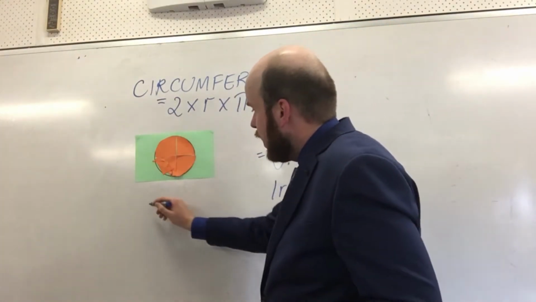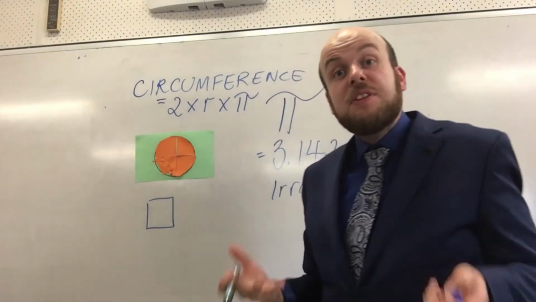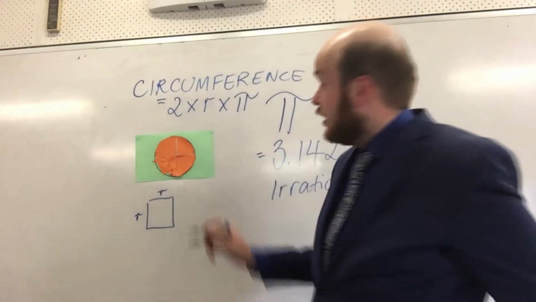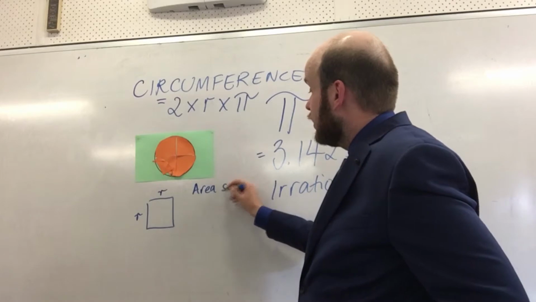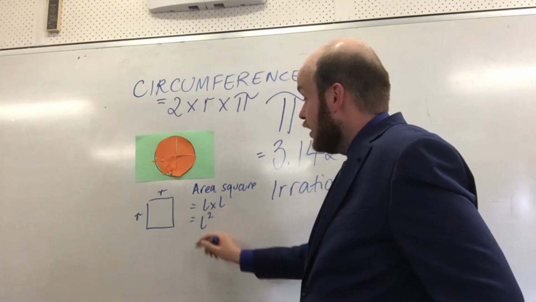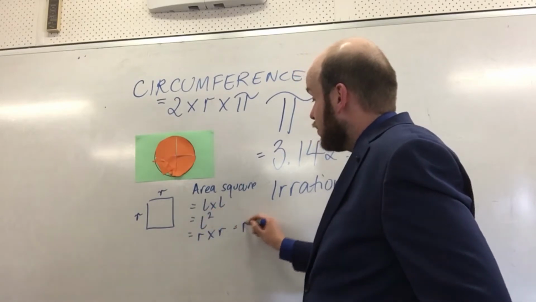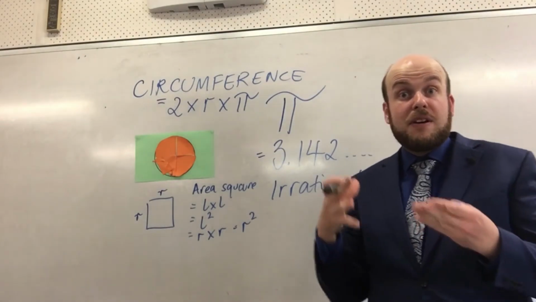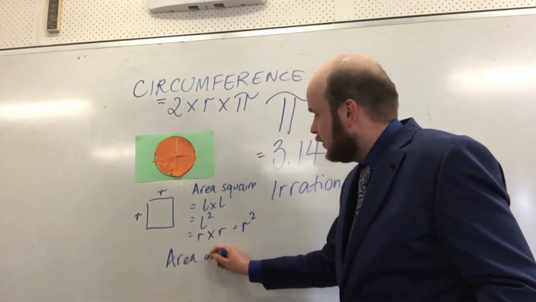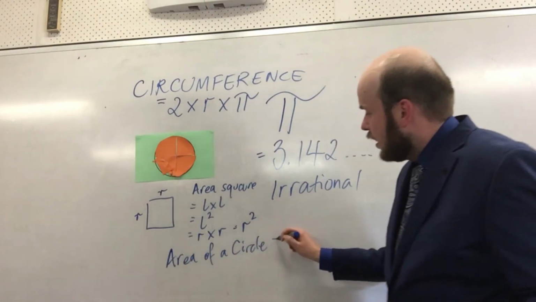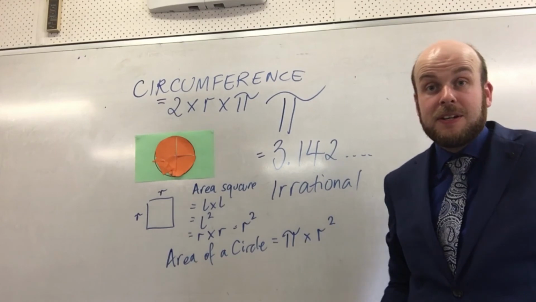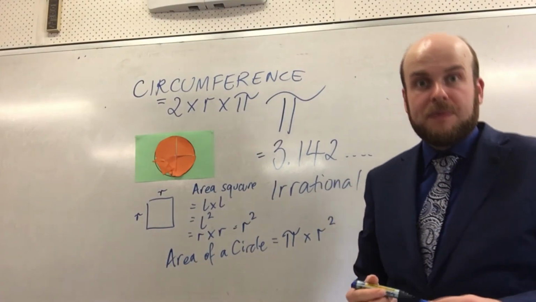So each of those squares that I used, each side was the size of the radius. So that was the radius there, and that was the radius there. The area of a square is equal to length times length, or length squared. So this was radius times the radius, which is radius squared. There are 3 and a bit squares that fit inside that circle. So the area of a circle is equal to 3 and a bit, or pi times radius squared. So that's where the area of a circle comes from, pi r squared.